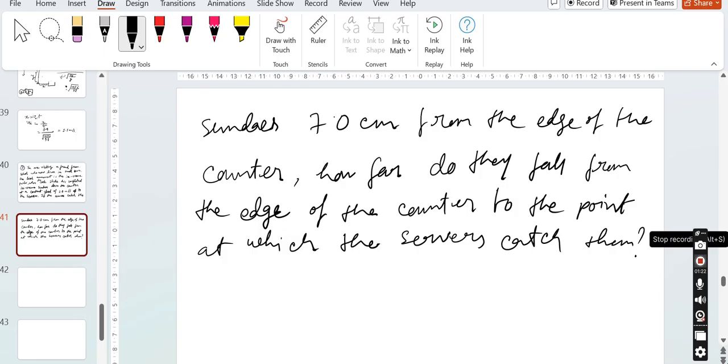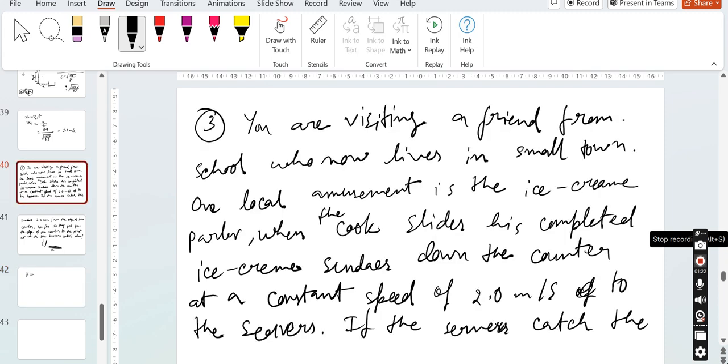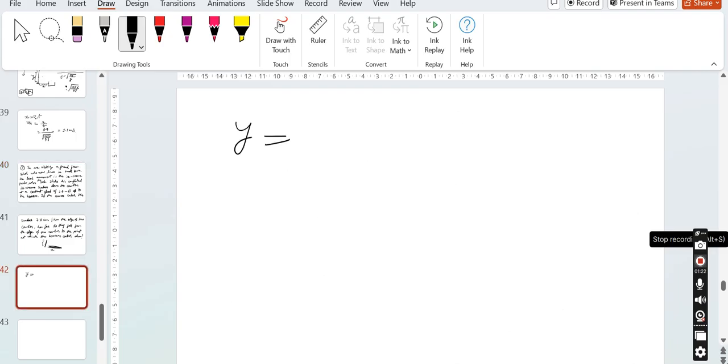So we have to take that 7 centimeters as the x direction. We need to calculate how far it falls. Fall means in the y direction, so we need to know the y. The 2 meters per second is basically horizontal velocity. There is no vertical velocity, so y will be half of g t square. We need to know the t.